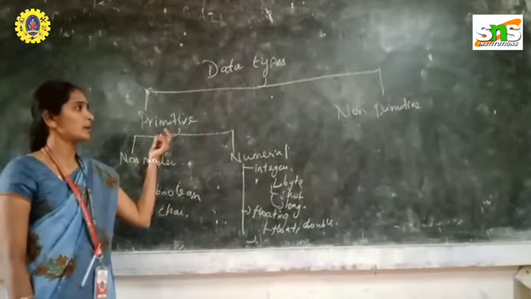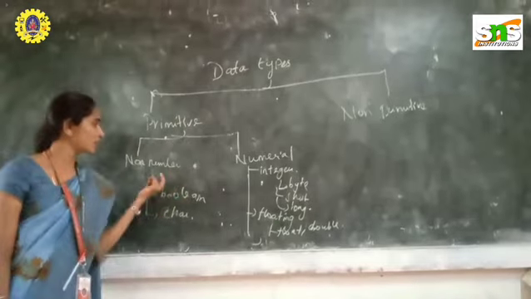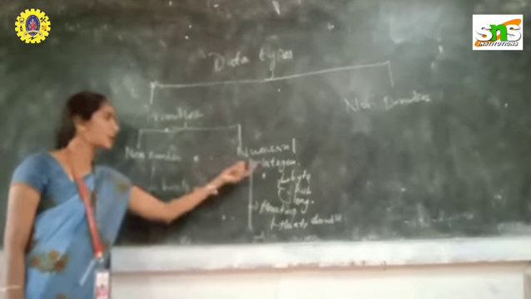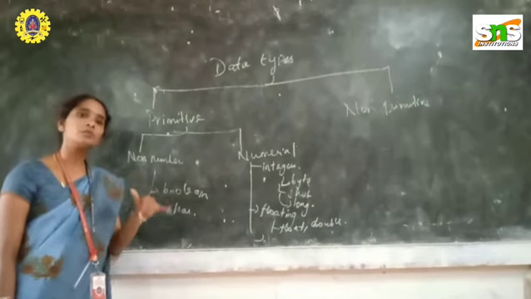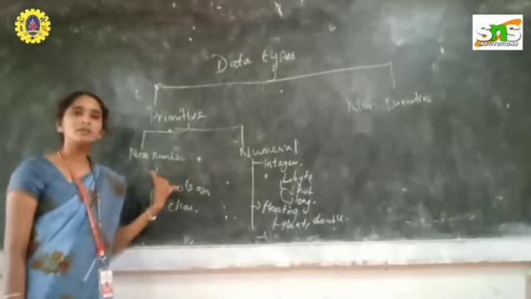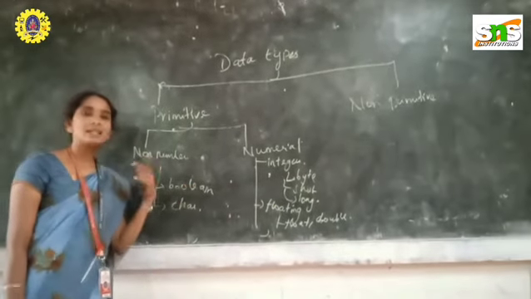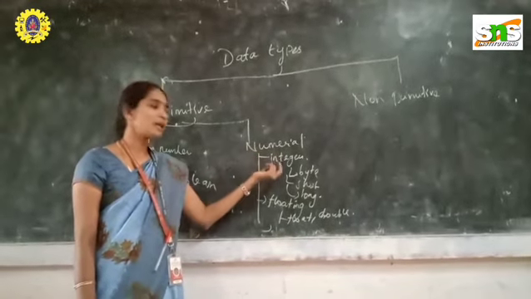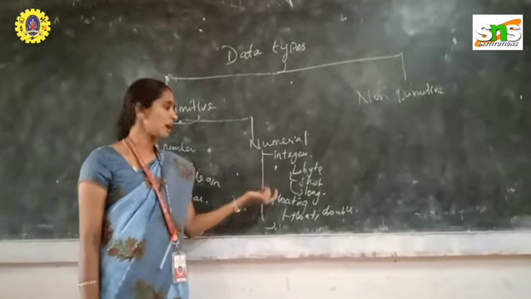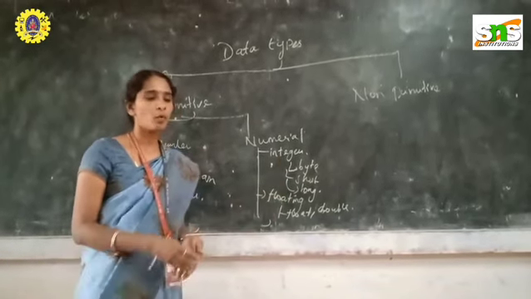So, the data type is defined in two types, primitive and non-primitive. In primitive there are two types, non-numerical and numerical. In non-numerical we have Boolean and character. Boolean will be either true or false, and character is used to define a single character value. The next one is numerical, where we define integer and floating point. Floating point holds decimal point values.